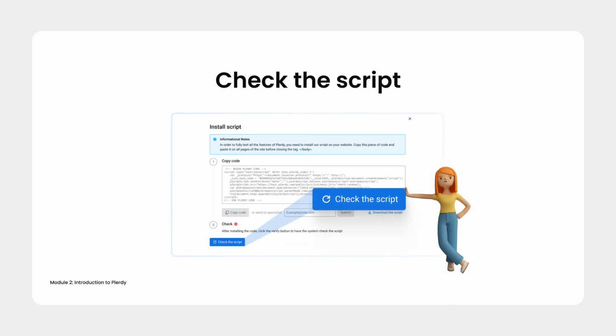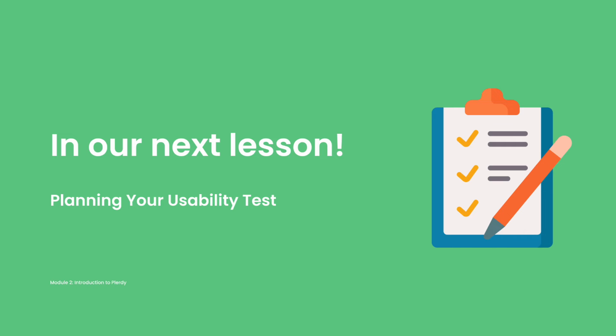Once you've installed Plerdy using one of these methods, head back to your Plerdy dashboard and click the Verify button. This step will confirm that the tracking code is installed correctly and that Plerdy collects data from your website. That's it. You've successfully installed Plerdy on your website. Now you can start using Plerdy's powerful features to collect usability data, analyze user behavior, and optimize your site's performance.